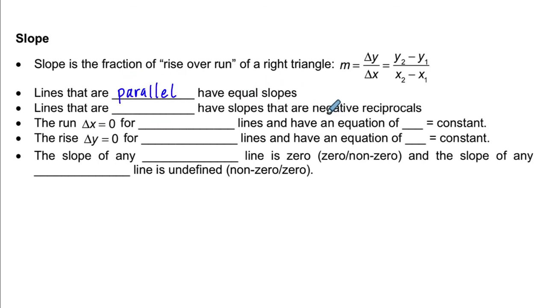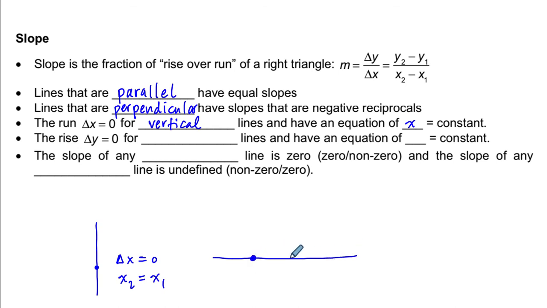So just to summarize a few bits of information about slope, we have our slope fraction delta y over delta x, utilizing the change, final minus initial y and final minus initial x. We have that lines that are parallel have equal slopes. Meanwhile, if slopes are negative reciprocals, then 2 lines are perpendicular. If the run delta x is equal to 0, then we have vertical lines, and we can write the equation of a vertical line as x equal to a constant.